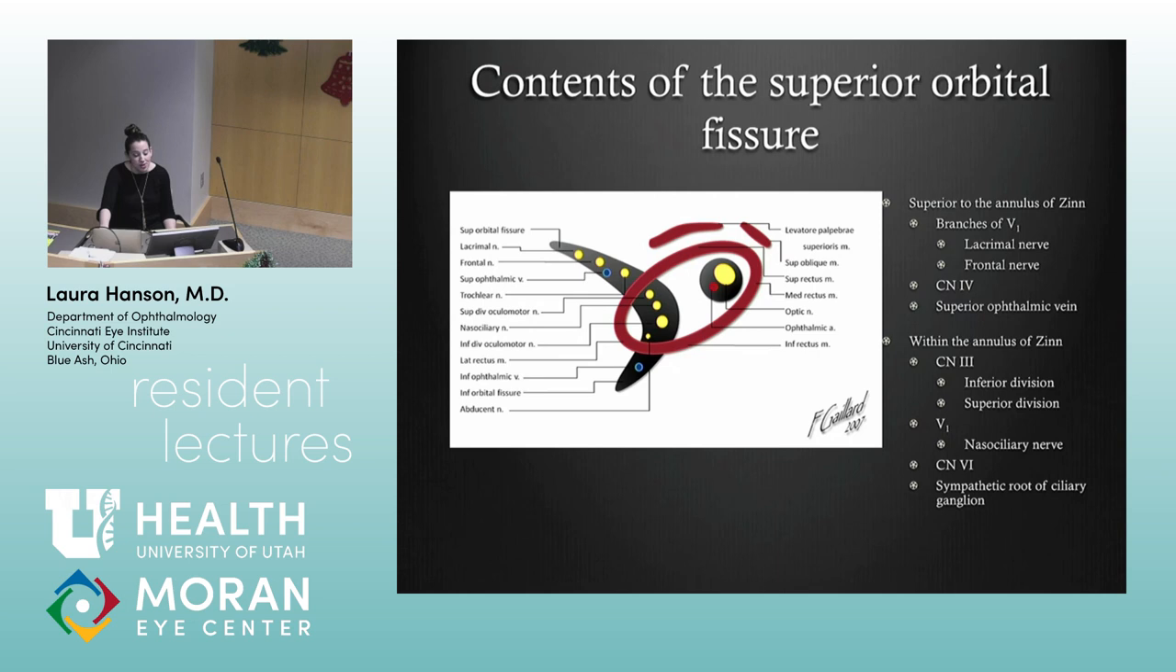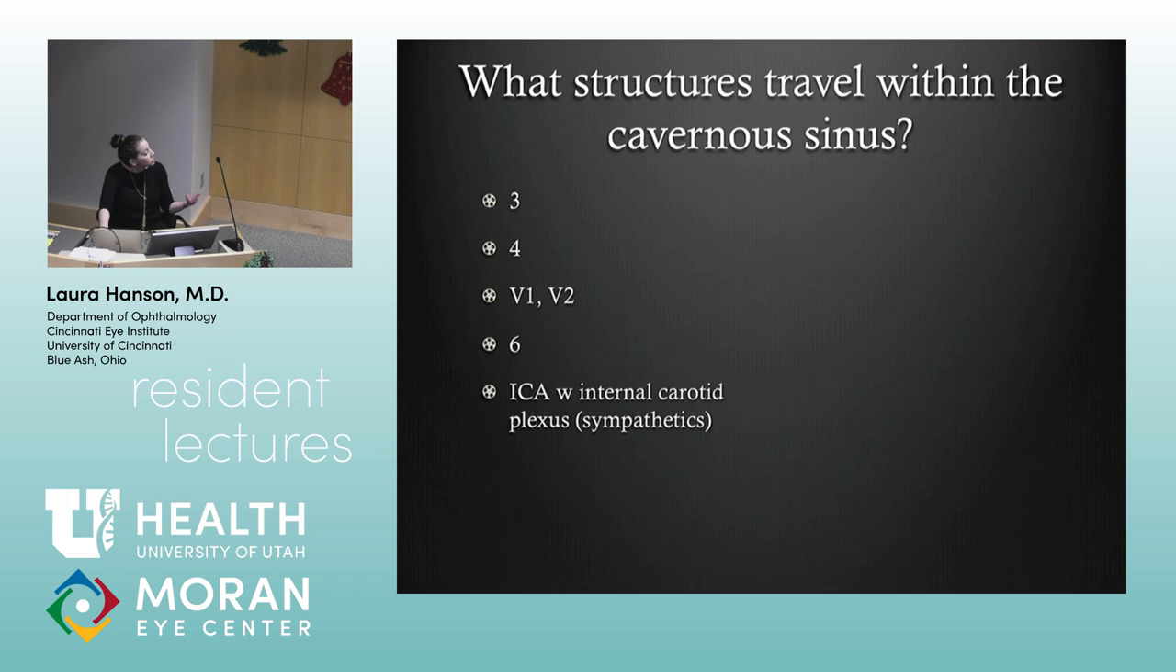What's inside the annulus and what's outside of it. What structures are within the cavernous sinus? Everybody knows this, right? But 3, 4, V1, V2 travel in the lateral wall. 6 and the ICA are within the meat of the cavernous sinus, so they're more susceptible to traumatic injury.